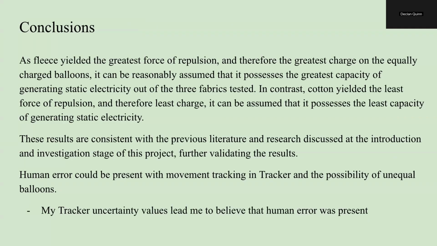It can be reasonably assumed that fleece possesses the greatest capacity of generating static electricity out of the 3 fabrics, due to producing the greatest charge. In contrast, cotton possesses the least capacity out of the 3. These results are consistent with the previous literature and research discussed at the introduction and investigation stage of this project, therefore further validating the results. Human error could be present within the Tracker movement, tracking, and uncertainty calculations.